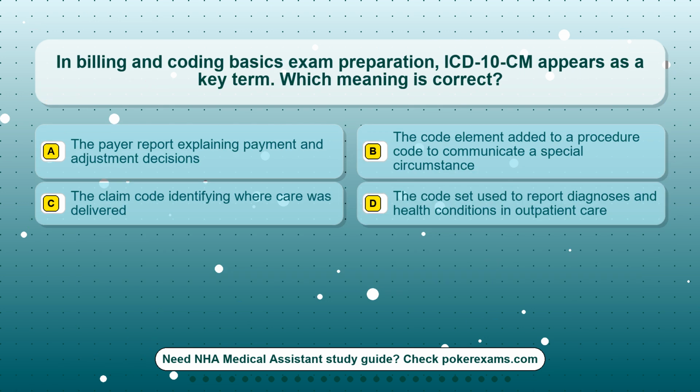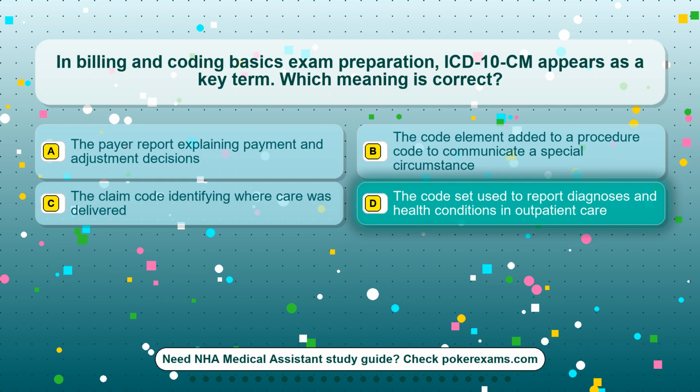Question 25. In Billing and Coding Basics Exam Preparation, ICD-10-CM appears as a key term. Which meaning is correct? Option A. The payer report explaining payment and adjustment decisions. Option B. The code element added to a procedure code to communicate a special circumstance. Option C. The claim code identifying where care was delivered. Option D. The code set used to report diagnoses and health conditions in outpatient care.